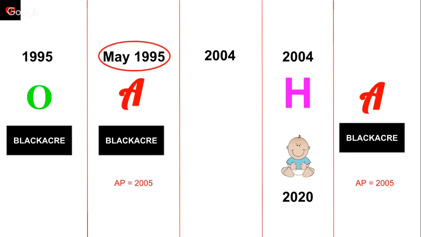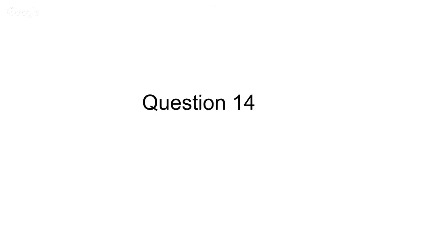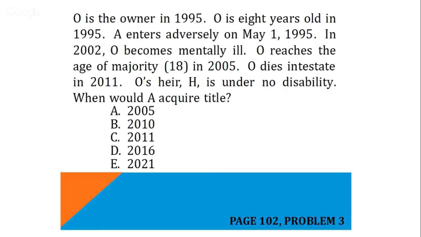Remember, A started adversely possessing in May 1995 when O had no disabilities. So her adverse possession would have matured in 2005. Even though you have a series of events that happened in between, you have 1995 plus 10 years, 2005. A would acquire title. So the answer is A, 2005.